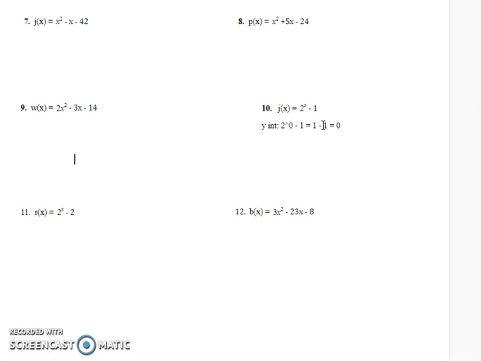Then for the x-intercept, 0 equals 2 to the power of x minus 1. What that means is 1 equals 2 to the power of x. If you remember, anything to the power of 0 is 1, so the x-intercept is 0. In other words, the x-intercept and the y-intercept for number 10 are the exact same thing. It's the point of origin. That can happen. The y-intercept is 0, the x-intercept is 0, so this graph goes through 0, 0.